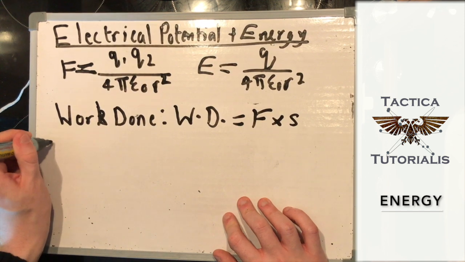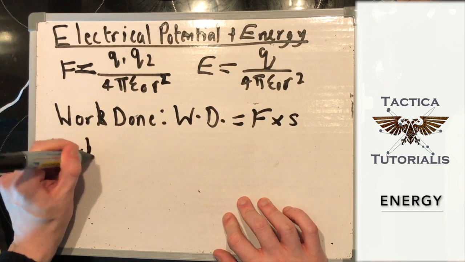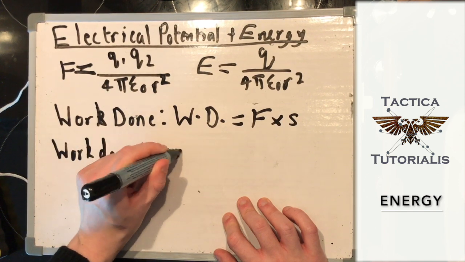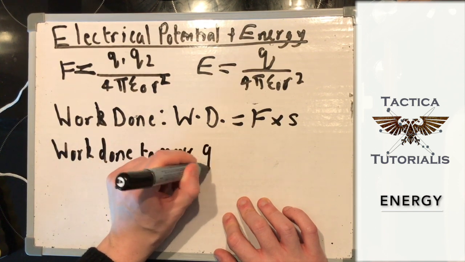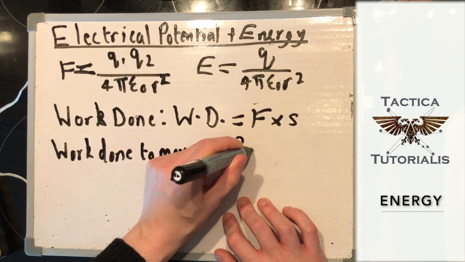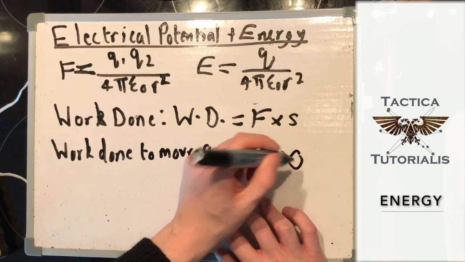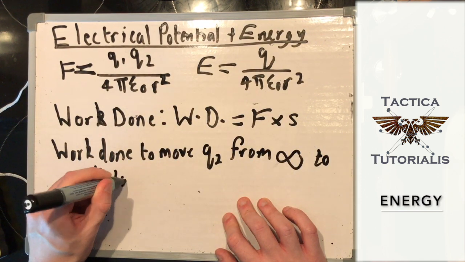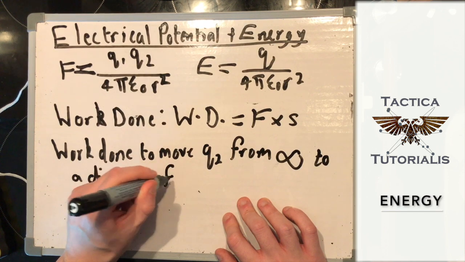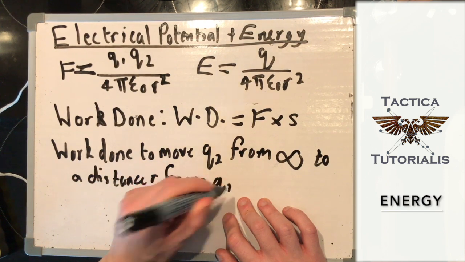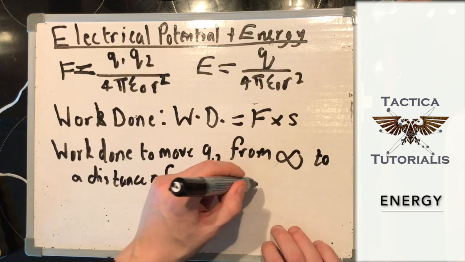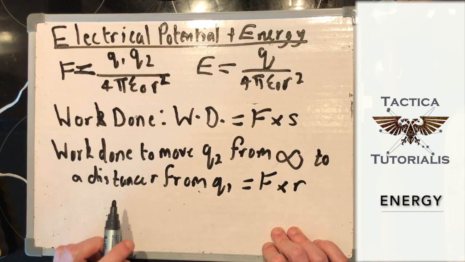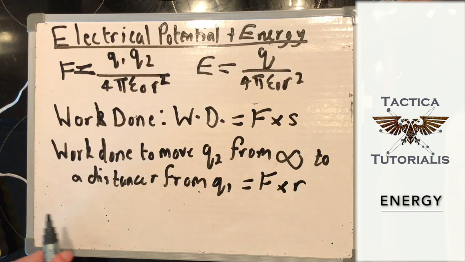So we might say the work done to move Q2 from infinity to a distance r from Q1 equals F times R. Now, that might look a little bit like I've done some space magic.